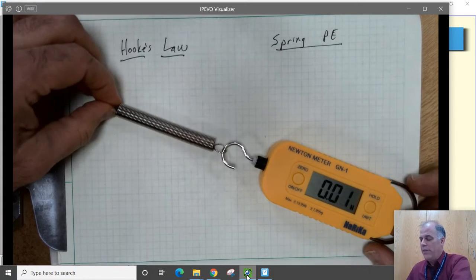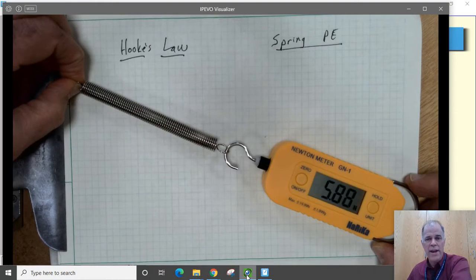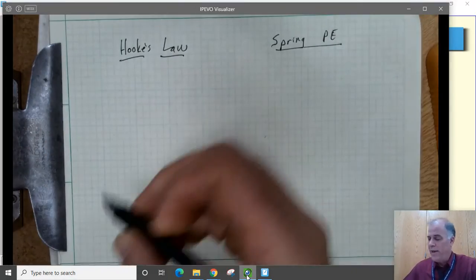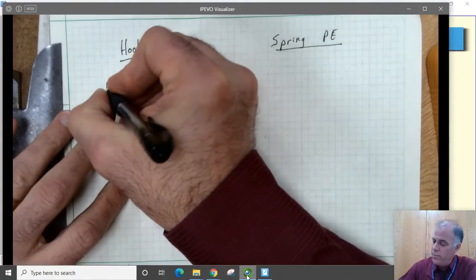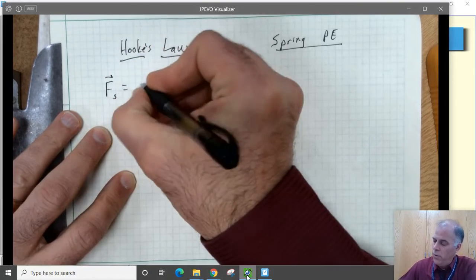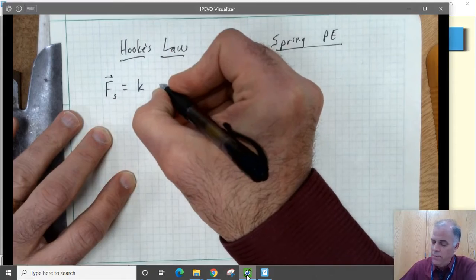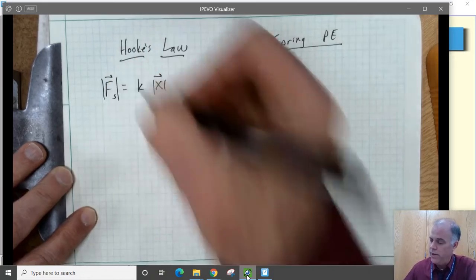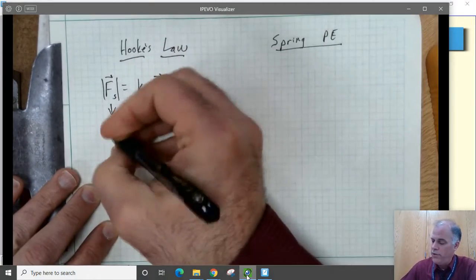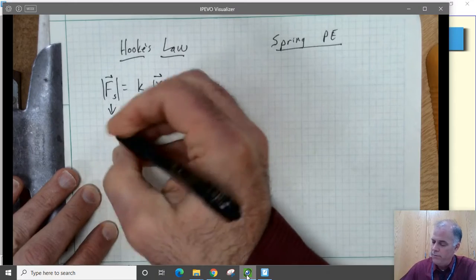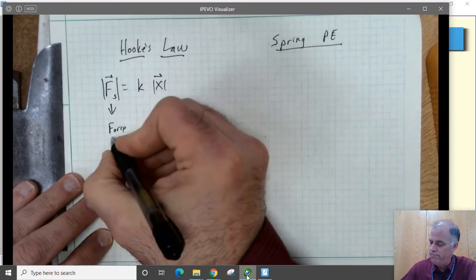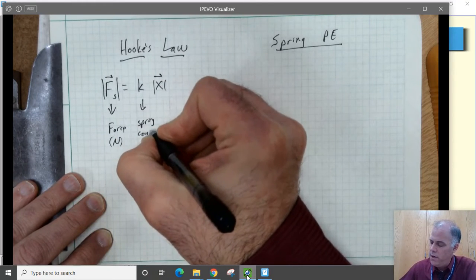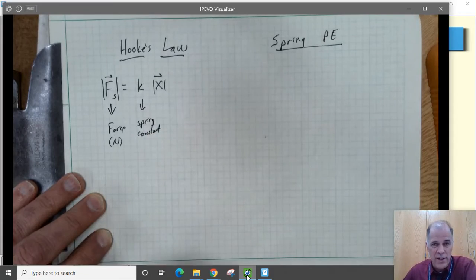So the length that you stretch it is related to the force that it produces. And the way we express that is called Hooke's law, and it is the spring force is equal to k times x. It's related on your AP gouge, okay? So this is the force of the spring, force exerted by the spring in newtons. This is called the spring constant, and I'll get to that in just a moment.